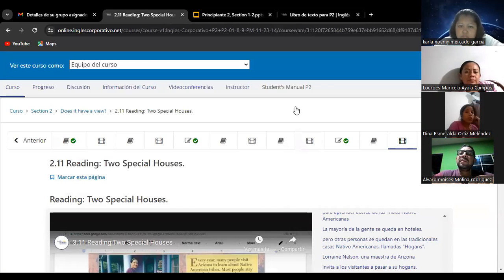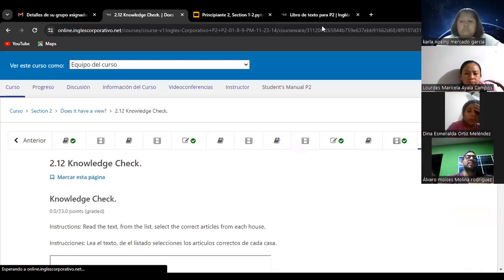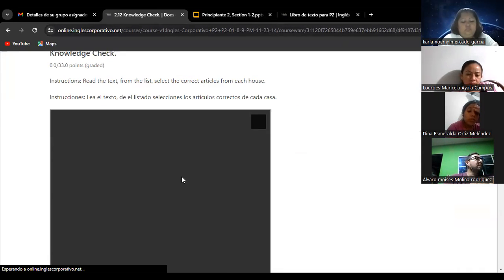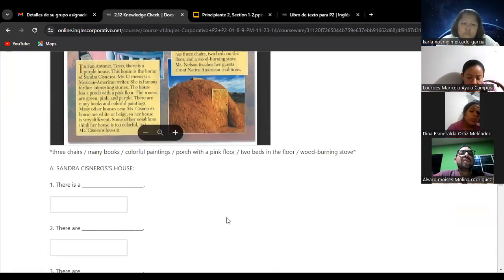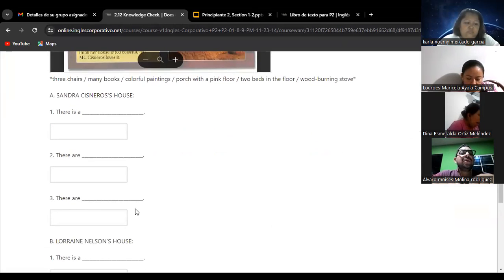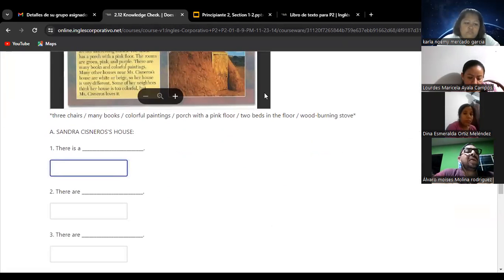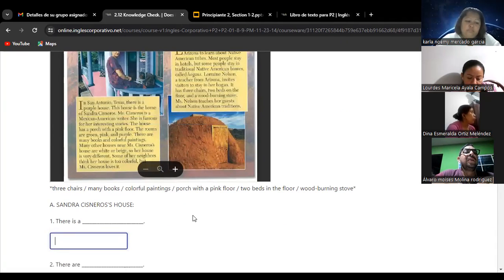Now let's do the exercise. It's the last one. Read and select the correct articles from each house. Okay, first we have Sandra Cisneros' house. There is a... What objects can you find in that house?